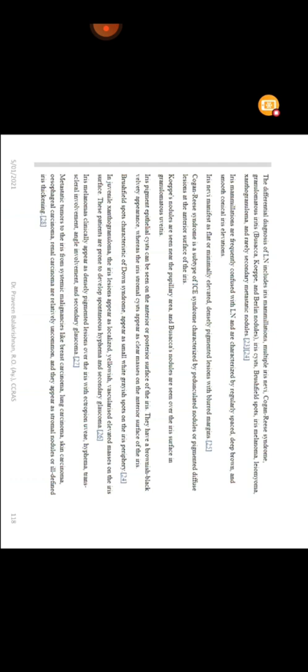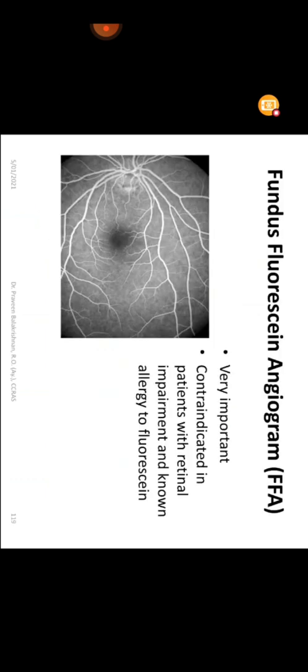Now fundus fluorescein angiogram. This is also one more investigation that we use. This is just like the coronary angiogram which we use for seeing the nature of the blood vessels of heart arteries, coronary arteries. Similarly, for understanding the nature of the retinal arteries and retinal vessels, we use fundus fluorescein angiogram. It is contraindicated in renal impairment and in fluorescein dye allergy. That's very important.